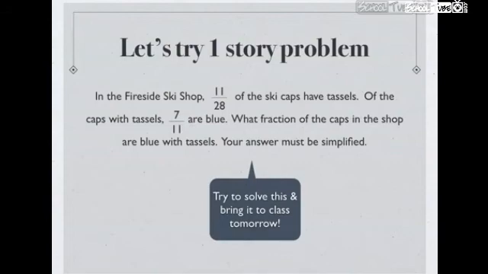In the Fireside Ski Shop, 11/28 of the ski caps have tassels. Of the caps that have tassels, 7/11 of them are blue. So what fraction of the caps in the shop are blue with tassels? And I want your answer to be simplified. So please try and solve that and bring it to class tomorrow, because I'm going to be checking this problem first.